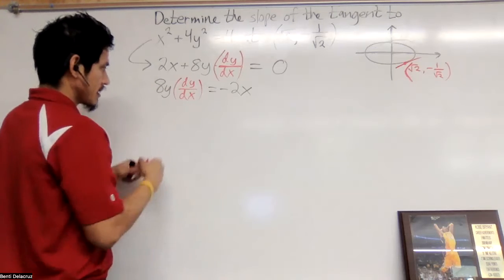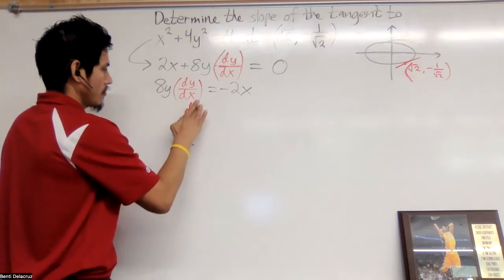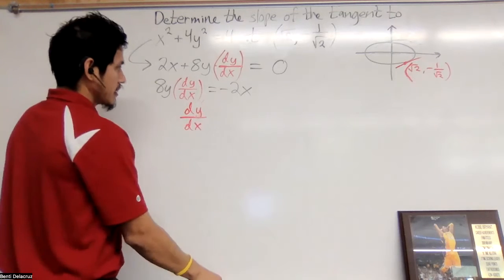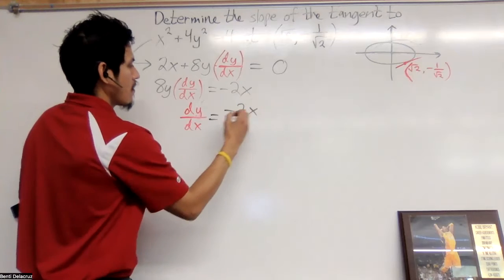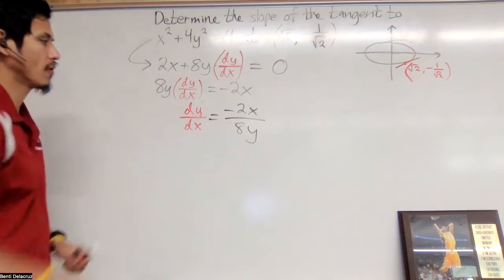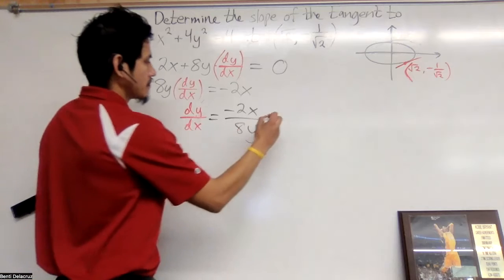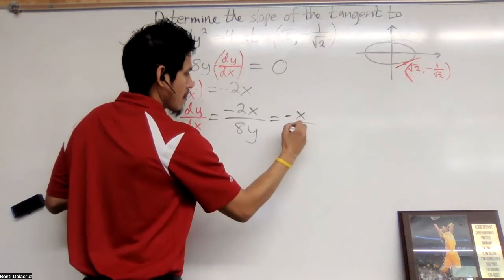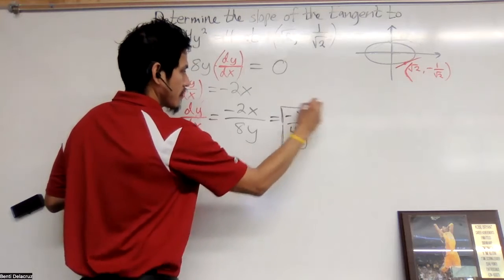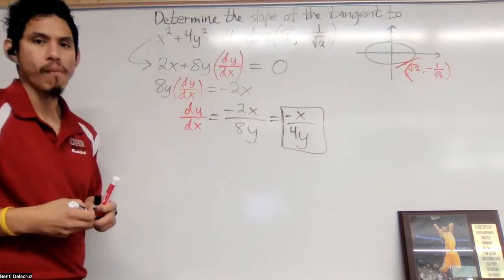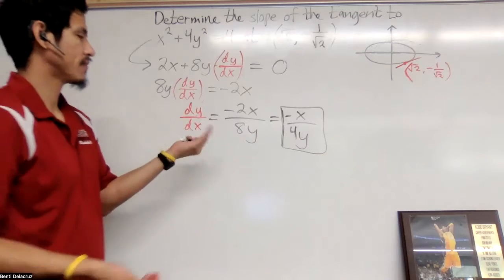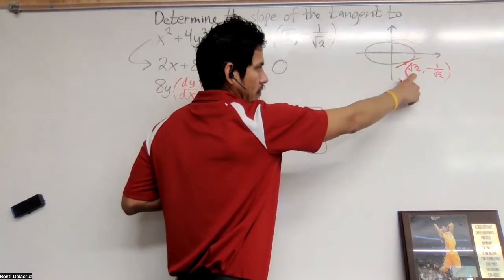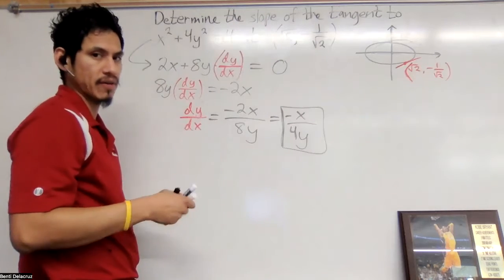And then we'll get dy/dx is equal to -2x over 8y, or you can simplify it as -x over 4y, or negative x over 4y, whichever one. So this is my equation for dy/dx. And so all we have to do is now evaluate this equation for this value of x and this value of y. Now it'll give us the value of our slope.